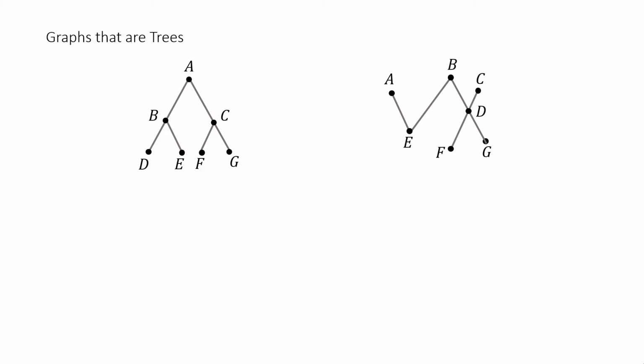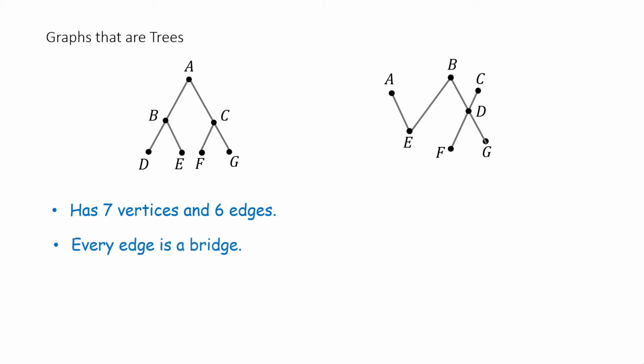Graphs that are trees. Consider the graph on the left. Note, this graph has 7 vertices. The vertices are A, B, C, D, E, F, and G, and it also has exactly 6 edges. Every edge is a bridge, which leads us to any two vertices are connected by only one path. That is, if you remove an edge, then the graph becomes disconnected.